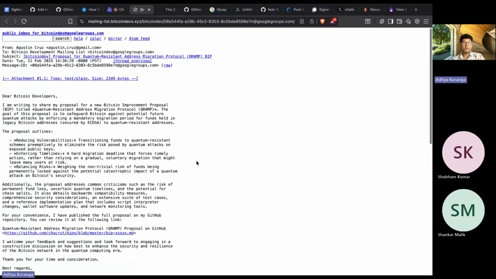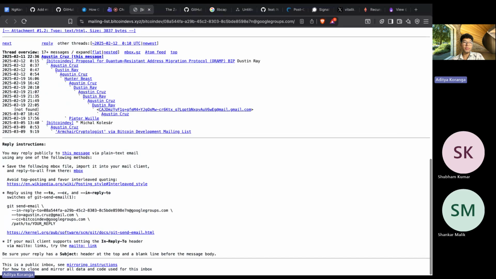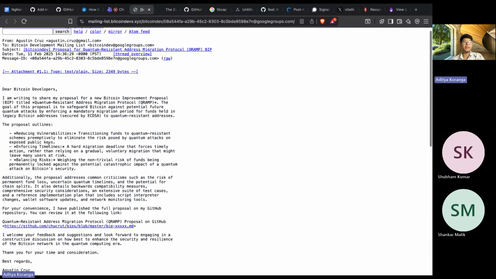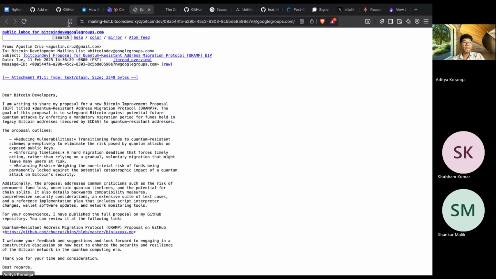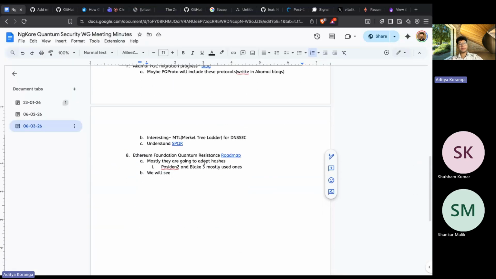They've got a lot of investment for making Bitcoin quantum safe. Yeah, I have read this one actually. I think that's pretty much it. We will see whether we can find any use cases. Let's see.